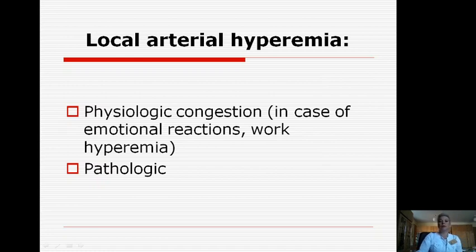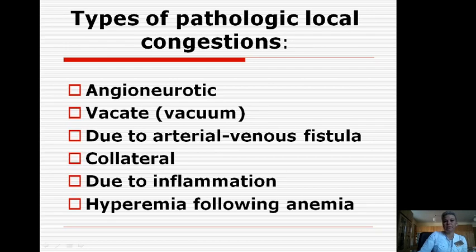What about local arterial hyperemia? There are two groups of local arterial hyperemia: physiological, in case of emotional reactions and work hyperemia, and pathological. What about pathological local hyperemia? There are six types of pathological local arterial hyperemia. Angioneurotic is a result of irritation of nerves.